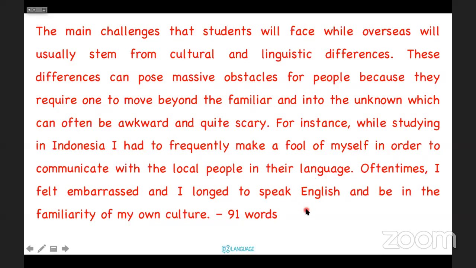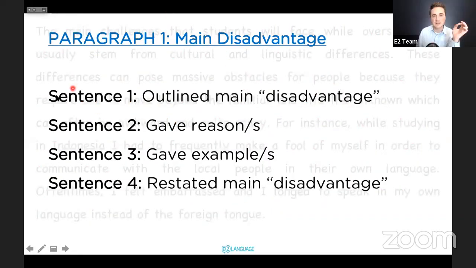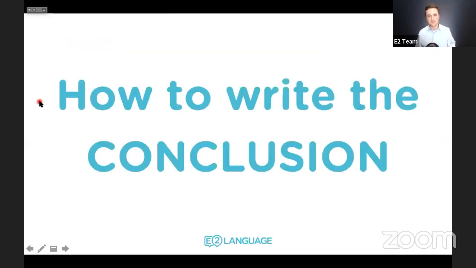Not quite explicitly, I must say. Oftentimes I felt embarrassed and longed to speak English and be in the familiarity of my own culture. I've done this not explicitly, but I have mentioned language and culture challenge in the final sentence there. Cool. So that's what the paragraph is. You can do that one in your own time, okay?